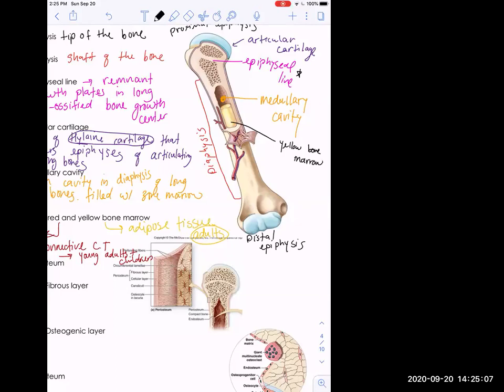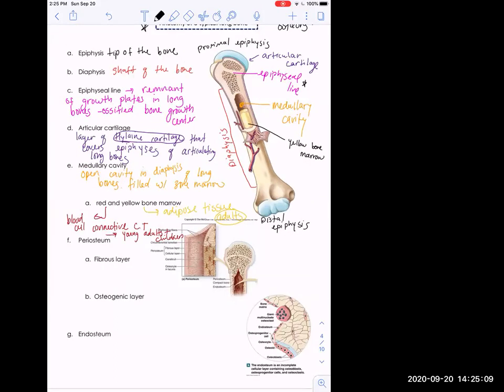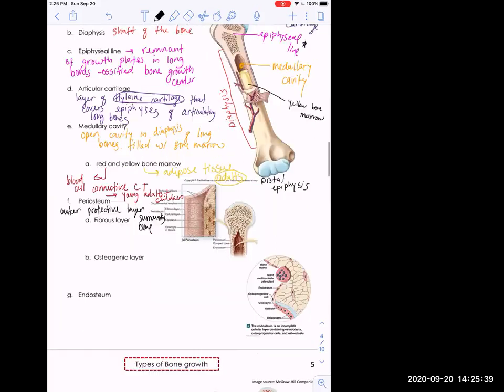Okay. Now, bones are lined with a protective outer covering called the periosteum. And this periosteum is an outer connective tissue layer. Now, technically there's two layers, so I'll hold on to that. But periosteum is an outer protective layer surrounding bone. And the periosteum has two layers.